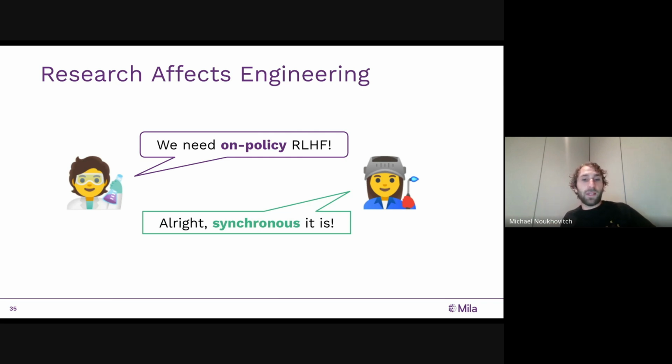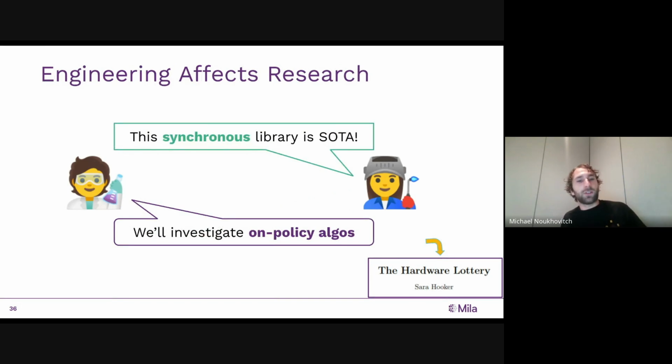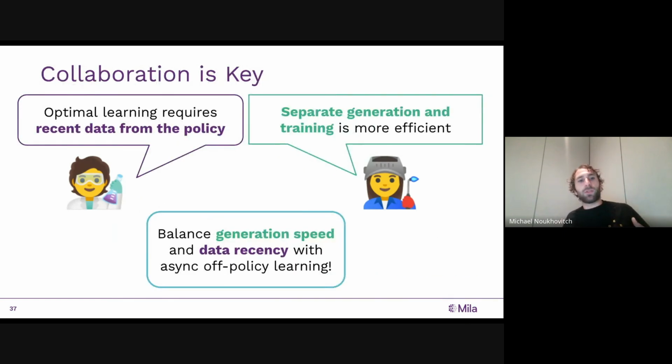And also, engineering affects research. If you're going to do research on RLHF, and the state-of-the-art library is doing synchronous RLHF, then the thing you're going to investigate is going to be an on-policy algorithm. This relates to a great paper, the hardware lottery by Sara. So the real key here is taking insights from both.